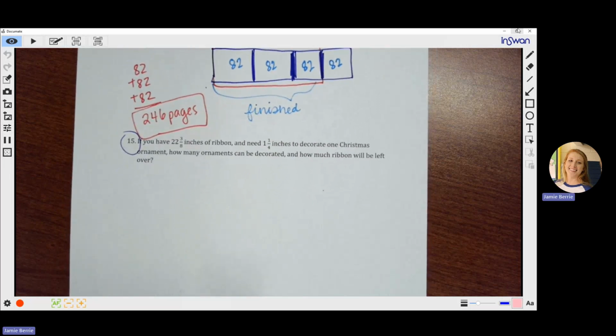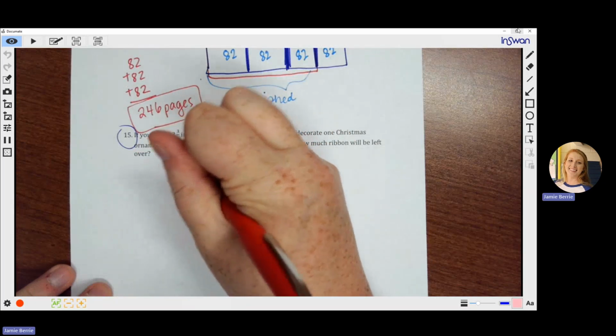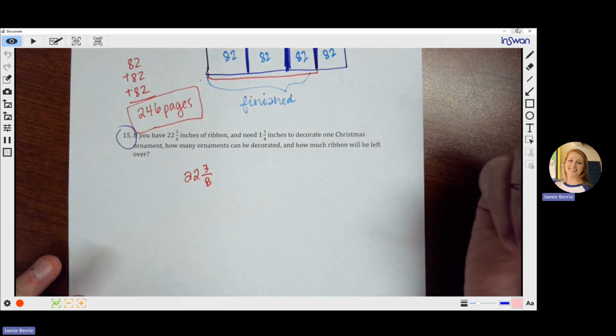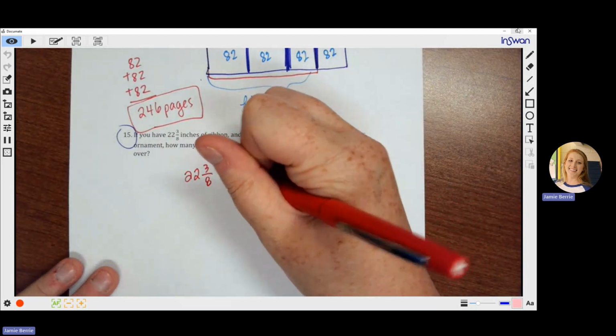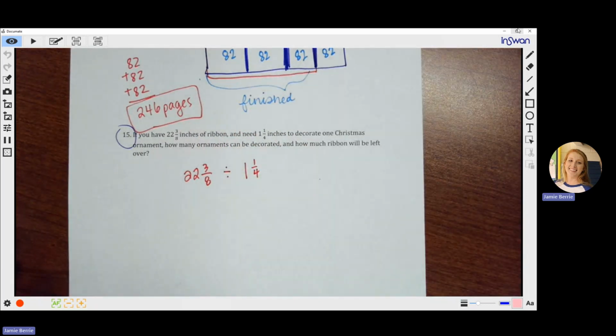All right, and then number 15, if you have 22 3/8 inches of ribbon and you need 1 1/4 inches to decorate one Christmas ornament, how many ornaments can be decorated and how much ribbon will be left over? All right, so our whole roll of ribbon is 22 3/8 inches. And we need to use 1 1/4 inches to decorate our Christmas ornament. We want to know how many ornaments we can decorate. So we're going to divide by 1 1/4 to figure out how many ornaments we can decorate, and then we'll figure out how much ribbon's left over.